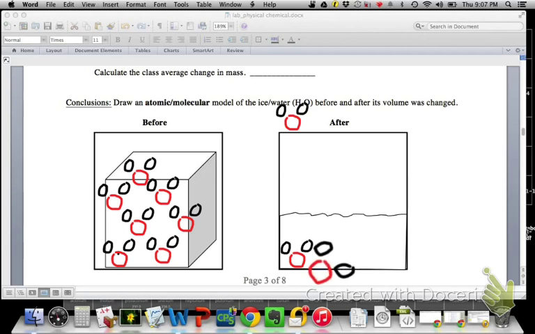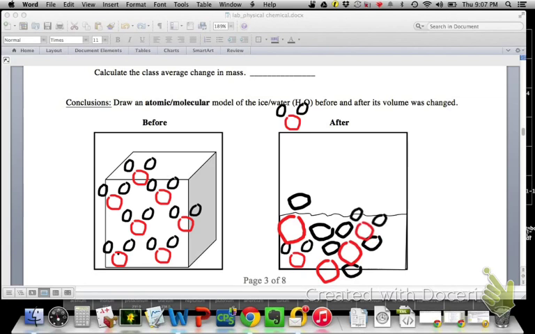I'm just going to start showing how they're not quite as organized, they're not quite lined up as well. They actually get closer together, and that's why when the ice cube melted, it didn't take up as much space, because those molecules were actually closer together.